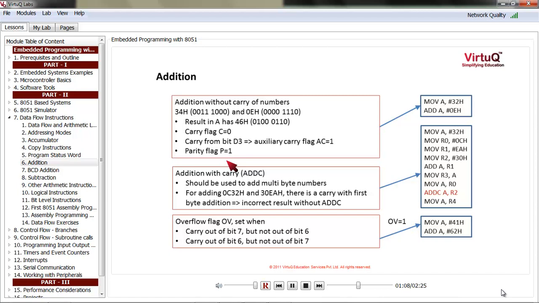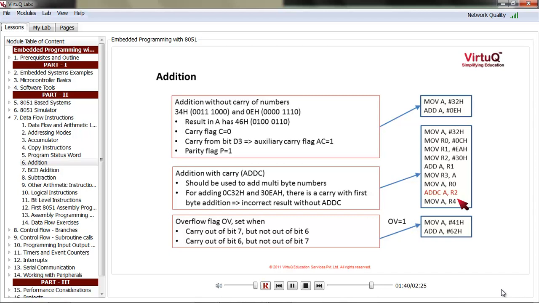The other flavor of addition is addition with carry. Mnemonic for this is ADDC. This must be used when we are adding multi-byte numbers. We have an example here where we are trying to add two 2-byte numbers. In this case, when we add the first byte, there is a carry from the lower byte. And if we don't use the ADDC instruction in this case, then the result will be incorrect because there was a carry from the lower byte.